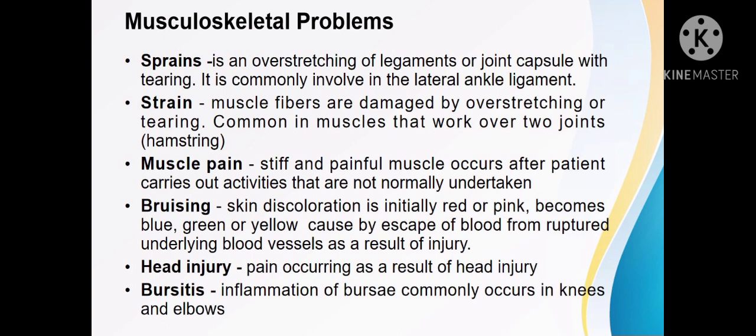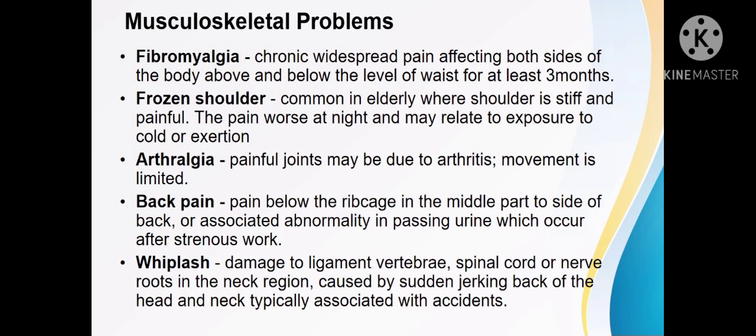Muscle pain is a stiff and painful muscle which occurs after the patient carries out activities that are not normally undertaken. Bruising is a skin discoloration, initially red or pink, that becomes blue, green or yellow, caused by escape of blood from ruptured underlying blood vessels as a result of injury. Another problem is head injury, in which pain occurs as a result of the injury. Bursitis is an inflammation of bursae which commonly occurs in knees and elbows. In addition is fibromyalgia, where chronic widespread pain affects both sides of the body, above and below the level of the waist, for at least 3 months.